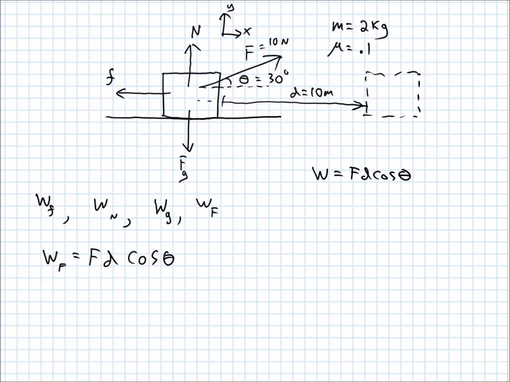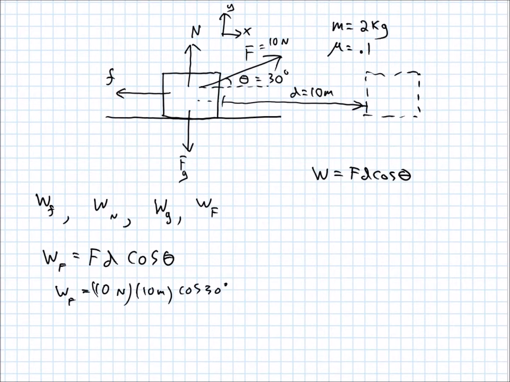Oh, it looks exactly like the definition I wrote. Anyways, so the work done by the force is the force, 10 newtons, times the distance, 10 meters, times the cosine of 30 degrees. Alright, well, we'll leave that for now.